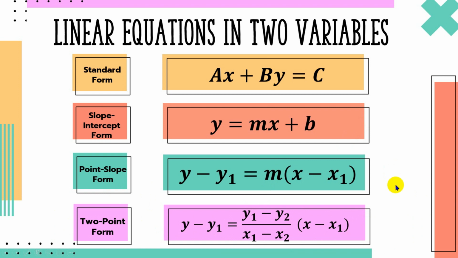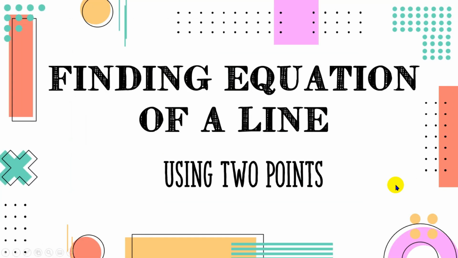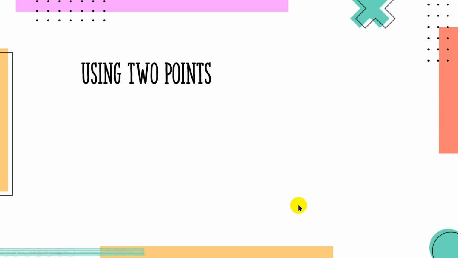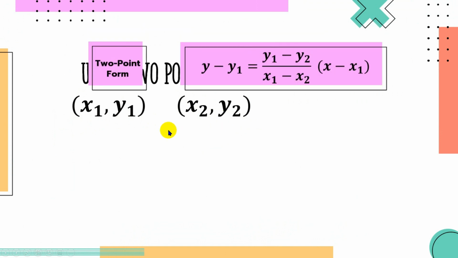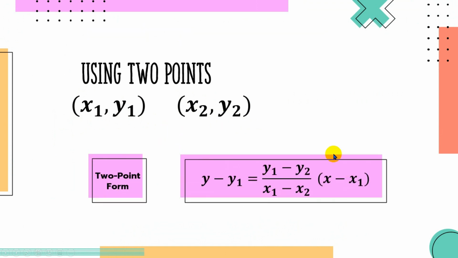Now, let's have our topic for this video, finding equation of a line using 2 points. So, since meron tayong 2 points, we expect na meron tayong dalawang ordered pairs. So, we can name those ordered pairs as x sub 1, y sub 1, x sub 2, y sub 2. So, itong x sub 1, y sub 1 is for our first point, and then x sub 2, y sub 2 for our second point. And again, this is our 2-point form. Dito natin isa-substitute yung ating mga values.